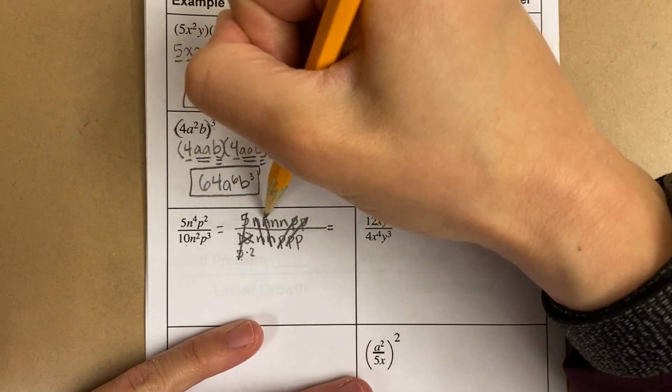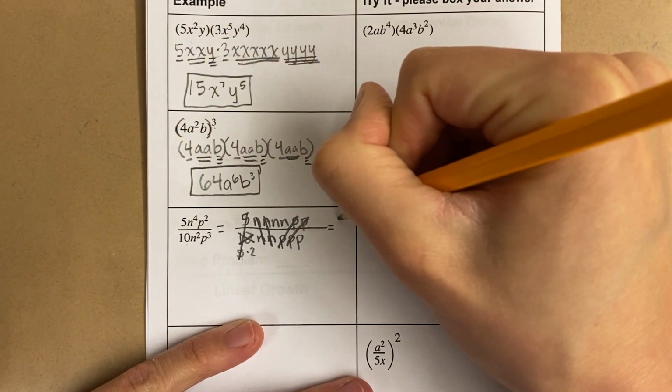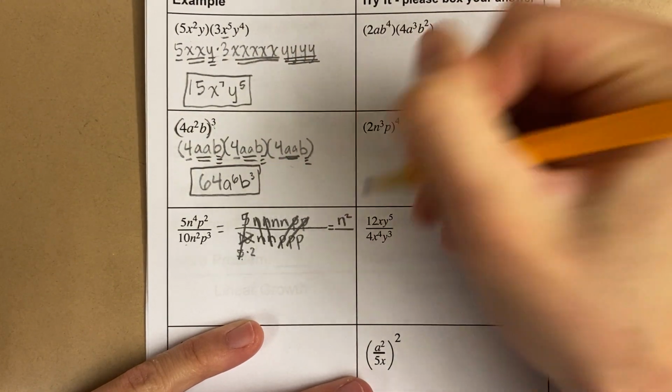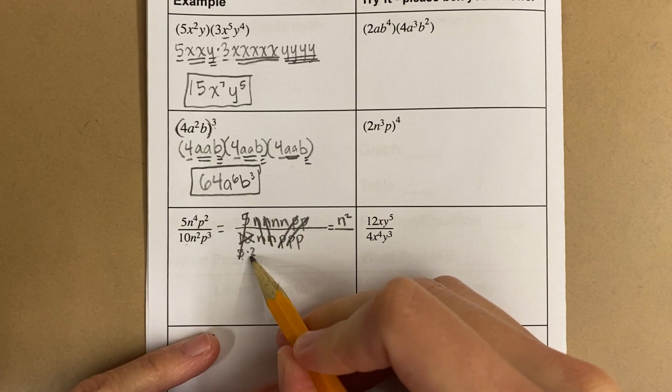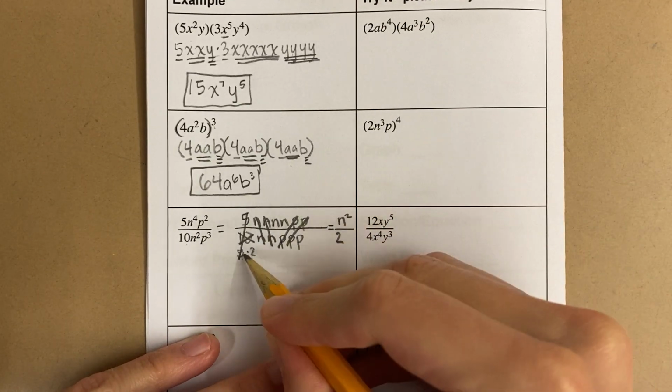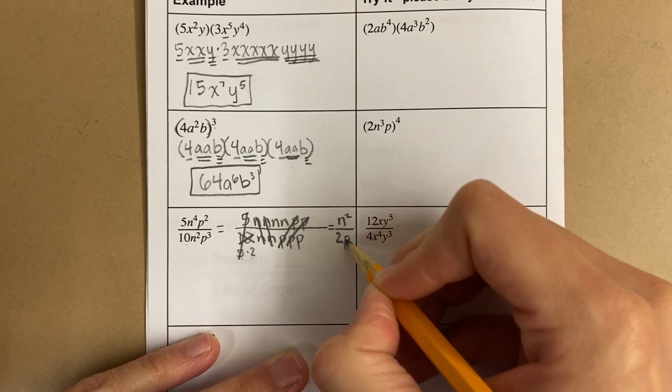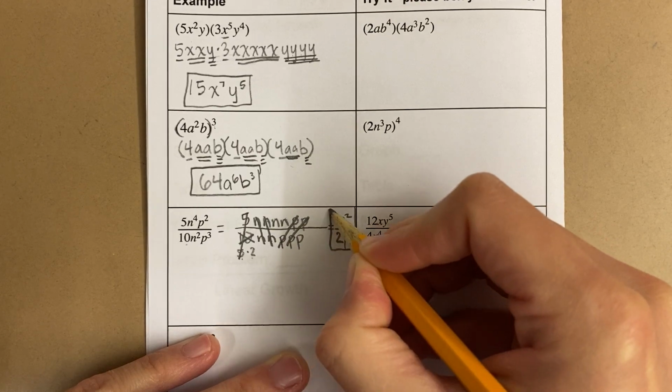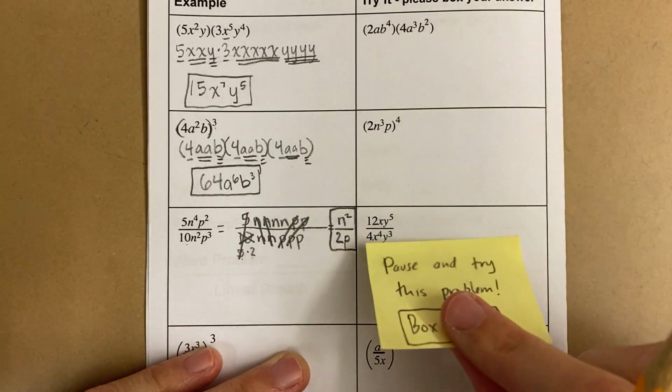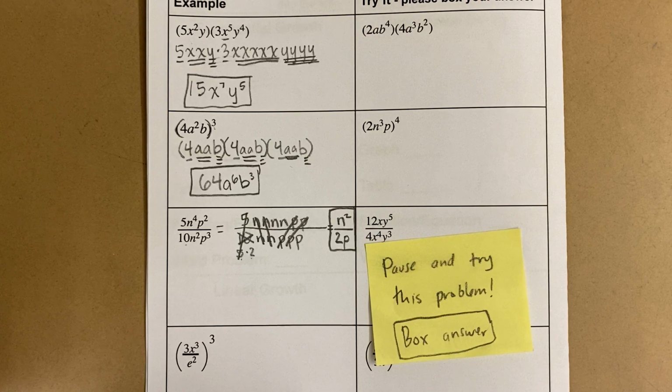On the top, what do I have left? I have n times n, so I'm going to write n squared. And on the bottom, what do I have left? Well, I have this 2, and I have this p. And this is my answer. All right, same deal. Go ahead and try out this problem.